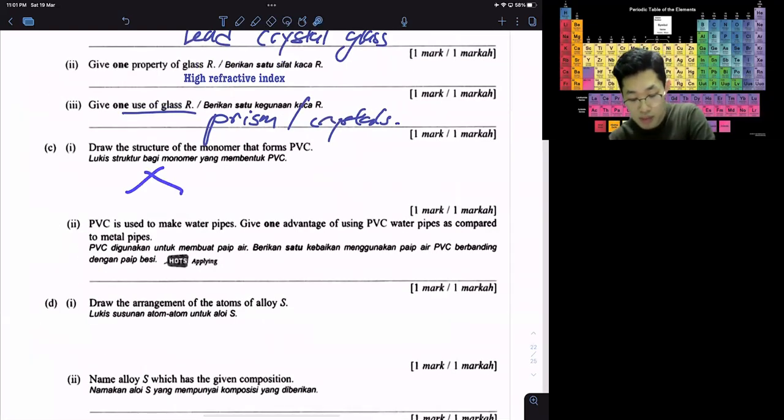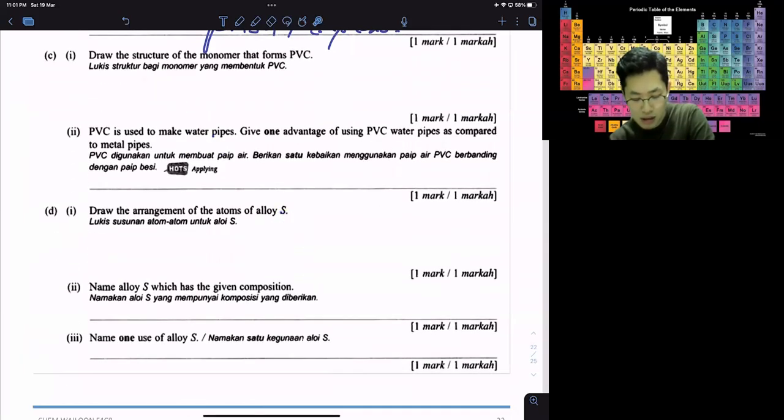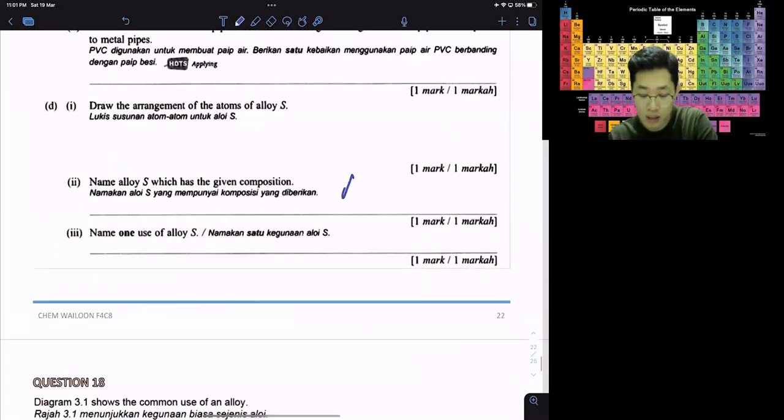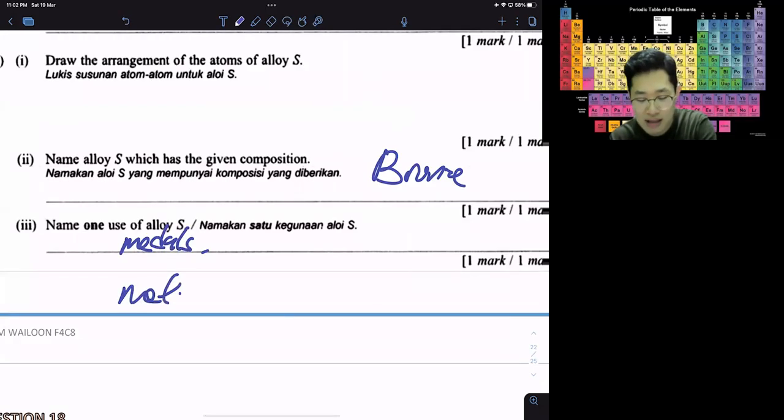Okay, skip. PVC make water pipe, skip. Alloy S, skip. Alloy S, which has given composition. What is that? Copper, tin, okay, bronze. What is the uses of bronze? Bronze is for what? Medals, medals, trophy, yes. Hey, write medals, don't write metal. You write metal, I slap you. Trophy, okay.